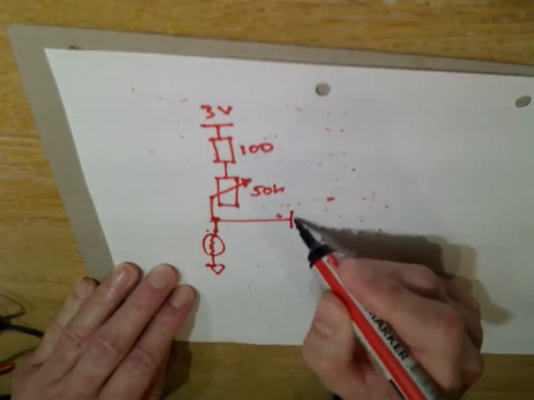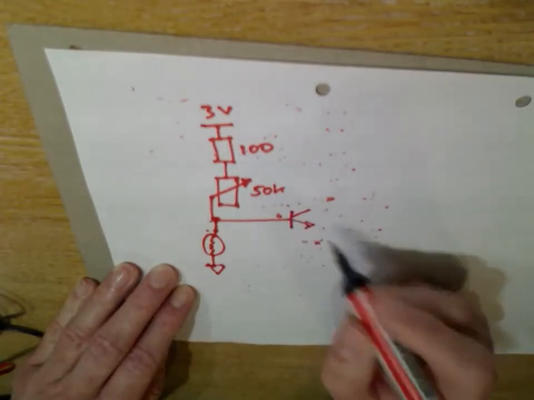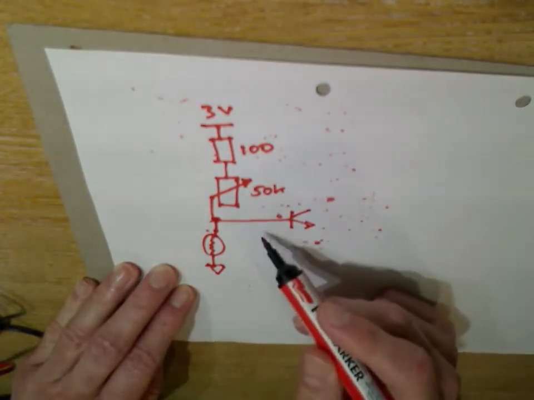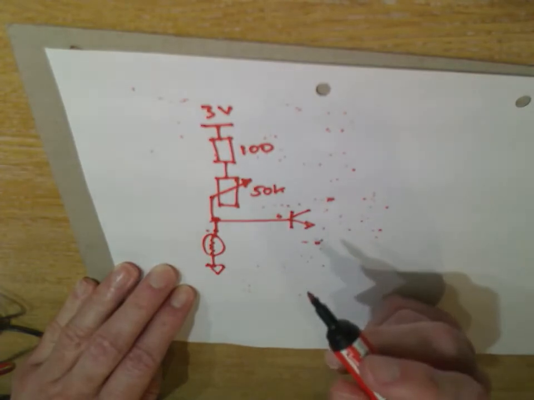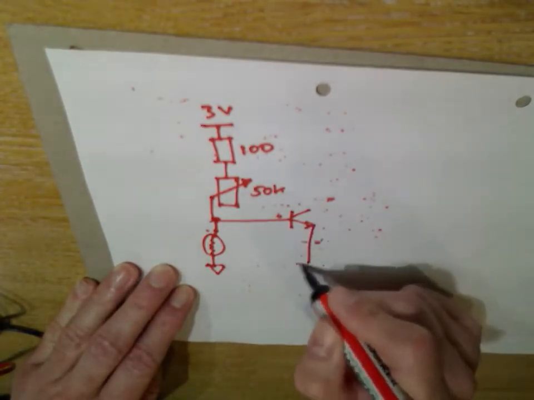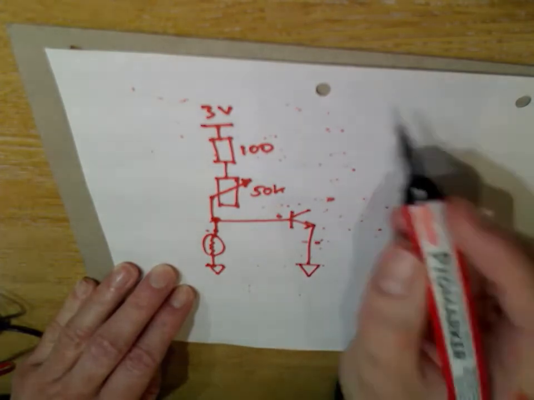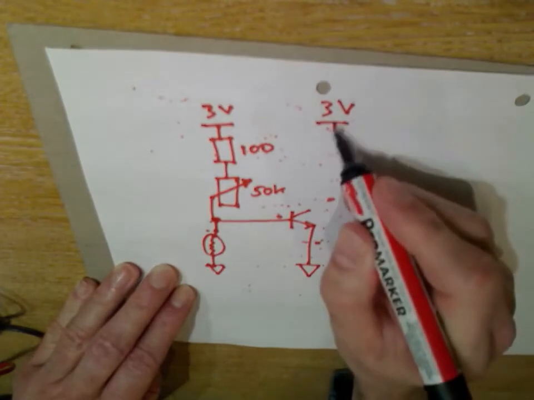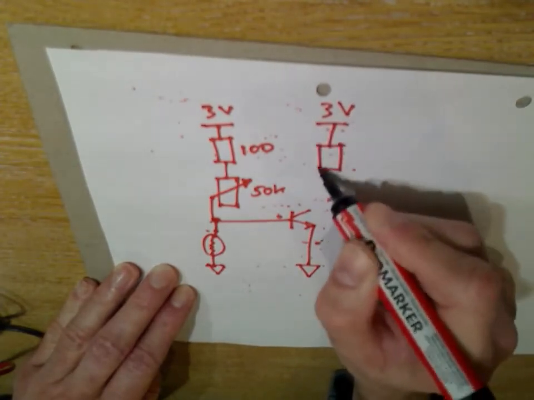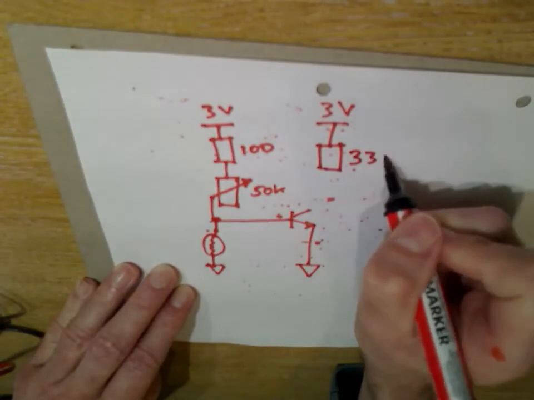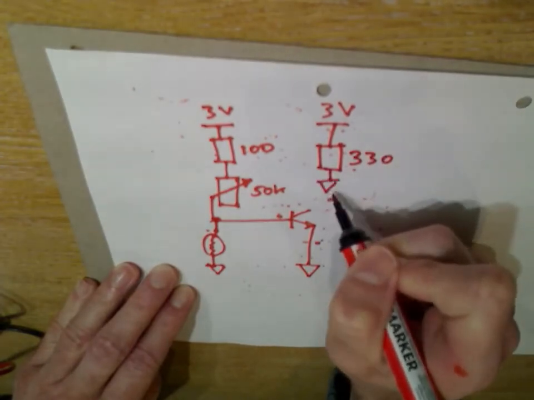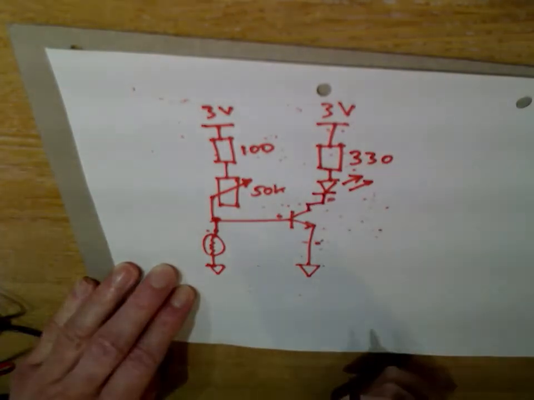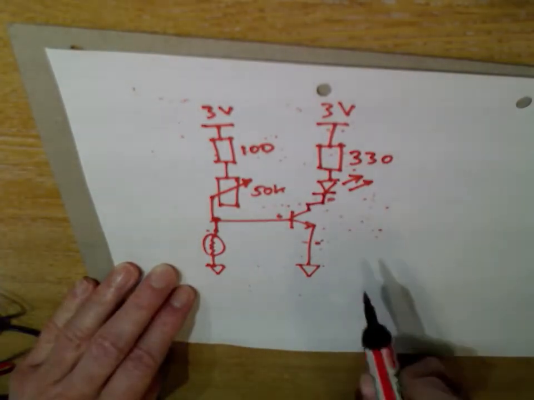and we're going to send it to a transistor. So the transistor will be on at 0.7 volts and off below that. So this goes to ground, and we want 3 volts here, and we'll just have an LED going from here. So typically something like 330 ohms, and our LED like that, and that's our circuit.